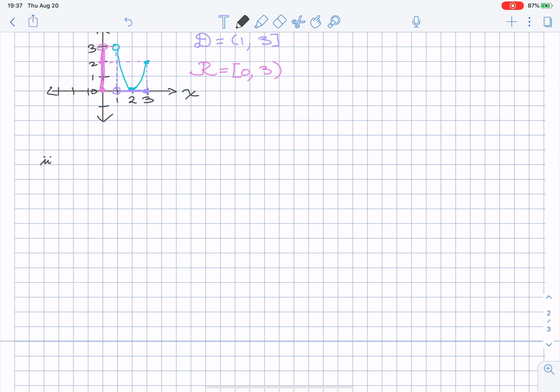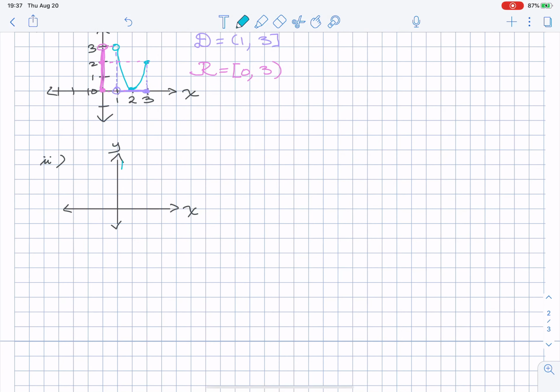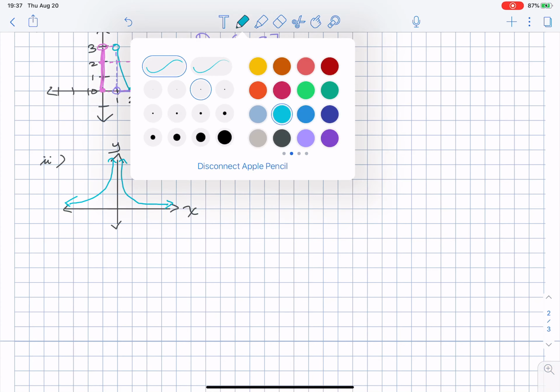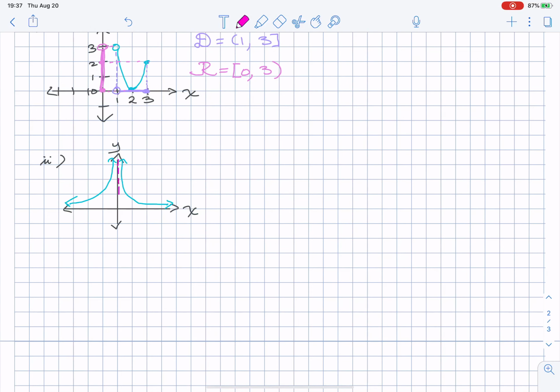So number 2, let's say we have x and y coordinate axes. Something that looks like so, which is a graph we will get to in a moment. Let's say we have something like this, and we have asymptotes. So we have a vertical asymptote and a horizontal asymptote.